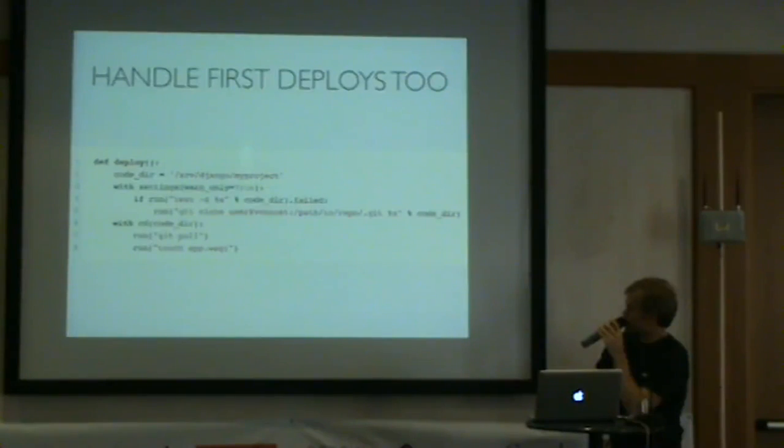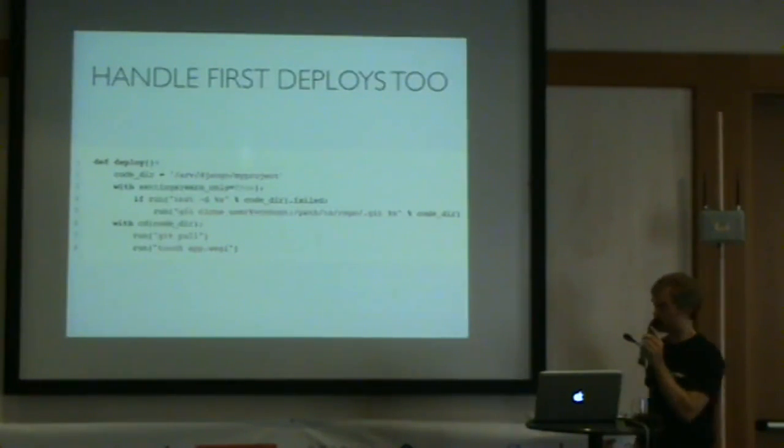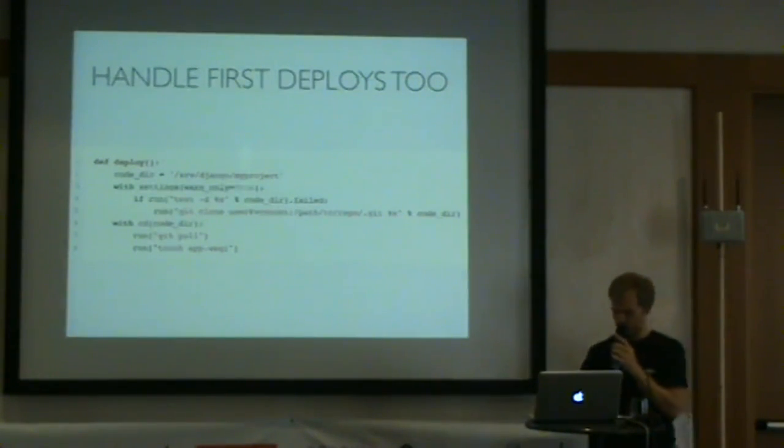So here we're also doing a checkout on the server. So you can also check to see, in this case, we also want to check to see, have we done a checkout at all? If we haven't, then on the first deploy, this will do a checkout of our code. If it detects that there's already a directory there, then it'll not do that step.